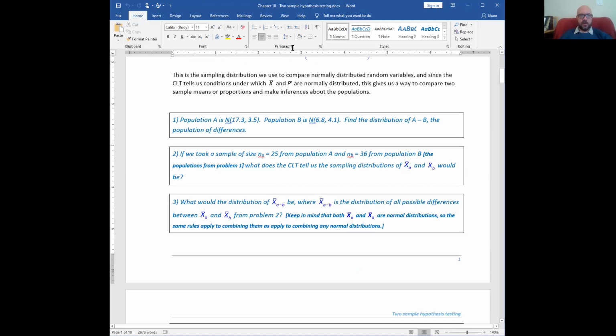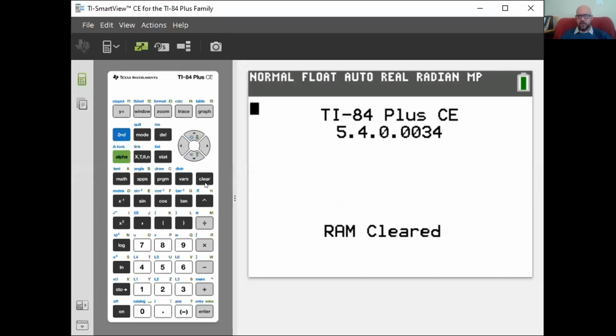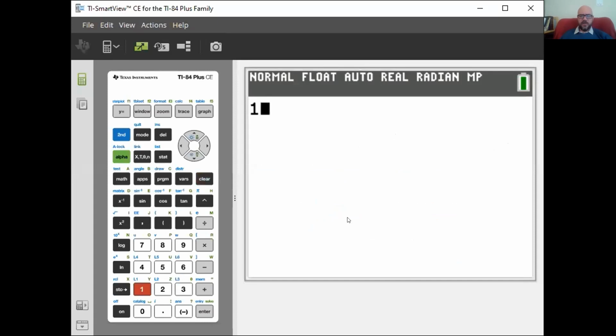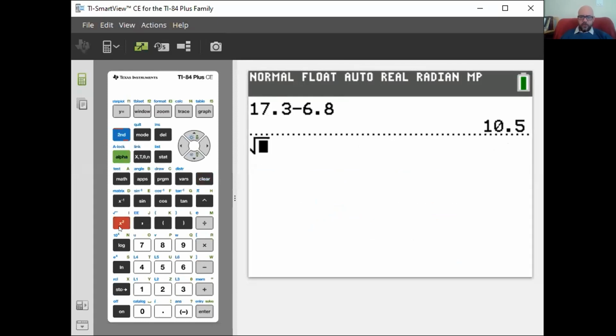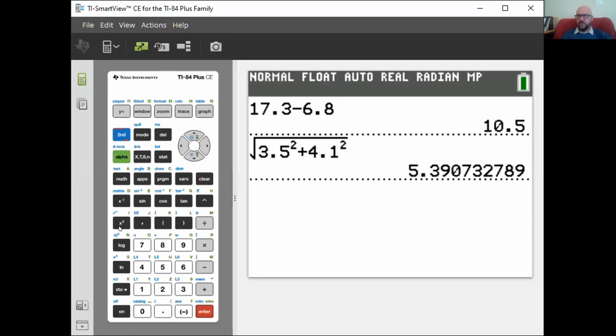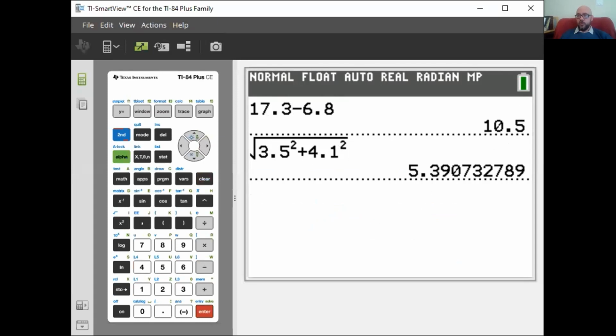Let's flip to the calculator and do that real quick. So I have my new mean, which is going to be 17.3 minus 6.8. And my new standard deviation is the square root of 3.5 squared plus 4.1 squared, which you will notice is bigger than either one of them individually, as it would have to be. So my new distribution is a normal distribution with a mean of 10.5 and a standard deviation of 5.39. That's what all that explanation is for.